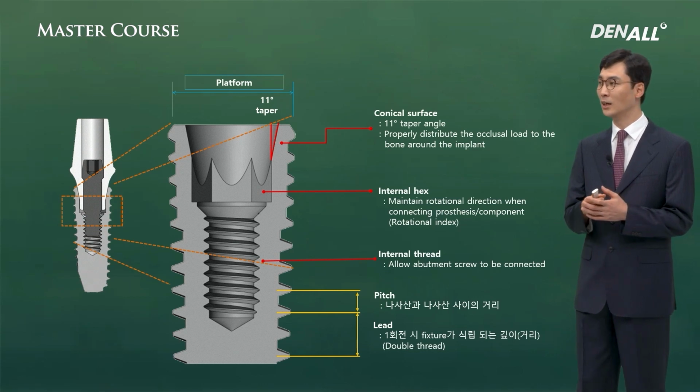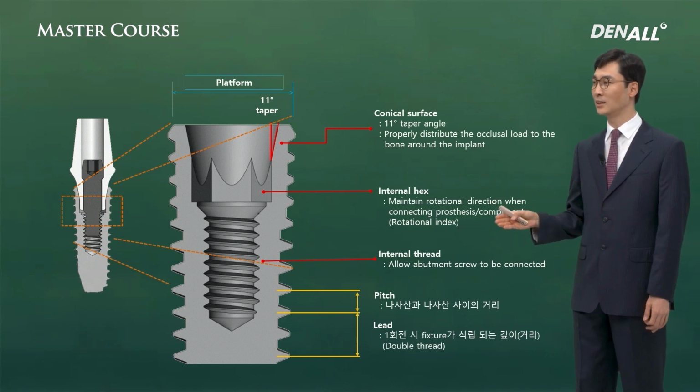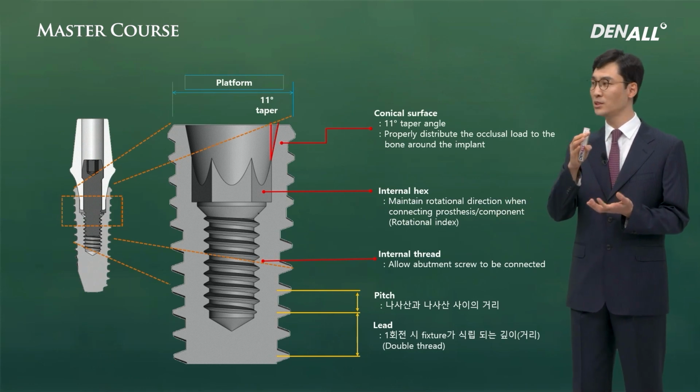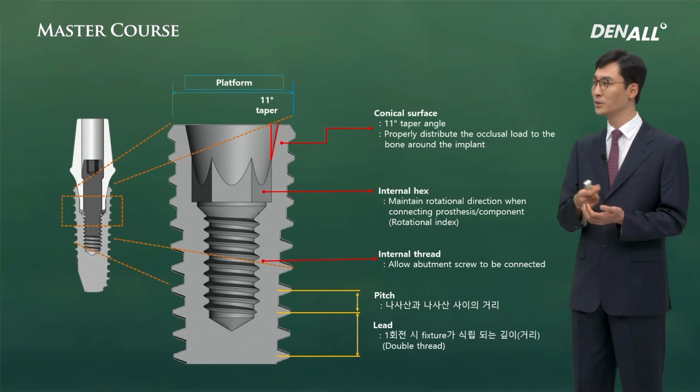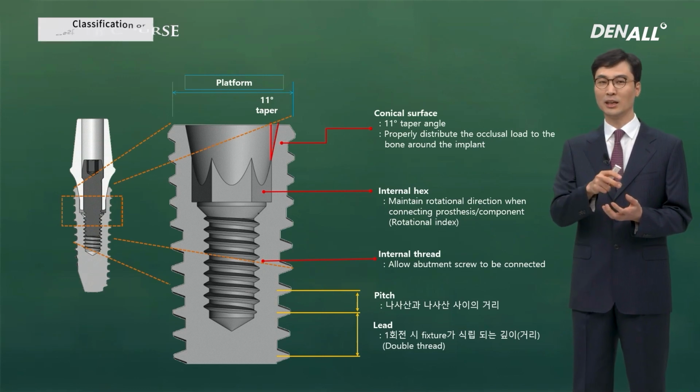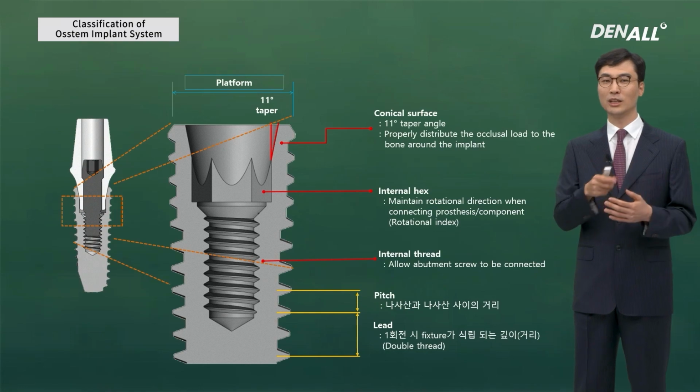US, SS, TS, and even KS, all these implants have the same external thread design. The pitch and lead designs are the same. Lead means with one rotation, two threads are placed.